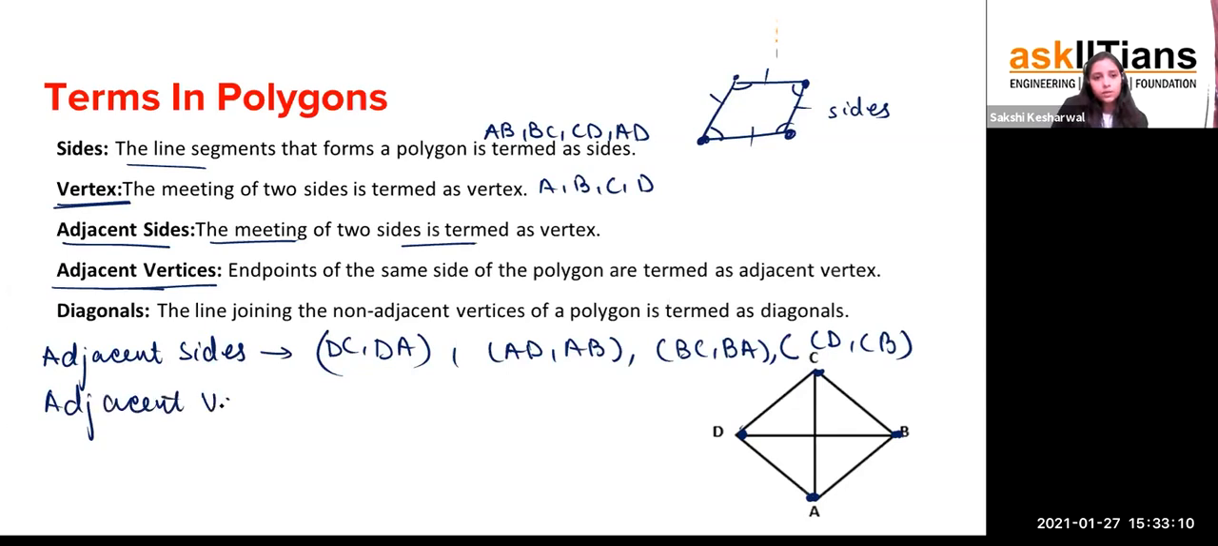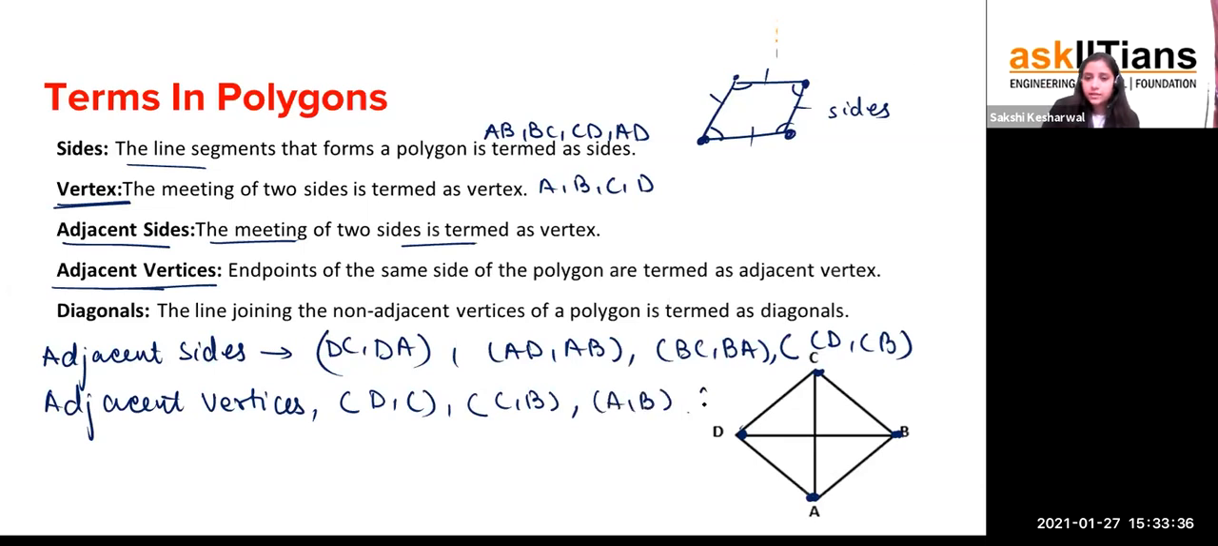Adjacent vertices will be what? D and C, right or not? Yes, DC. Yeah, these are adjacent, right? Can I say that CB, AB are adjacent? These are adjacent. Can I say that AD? Yes or no? They are adjacent to each other. DC are adjacent to each other, right?